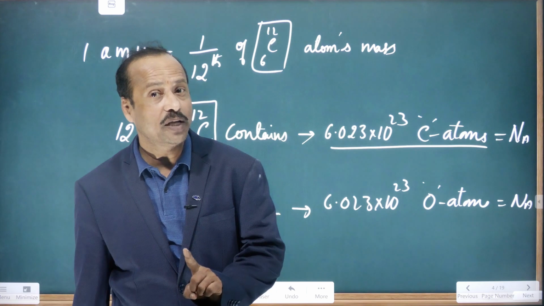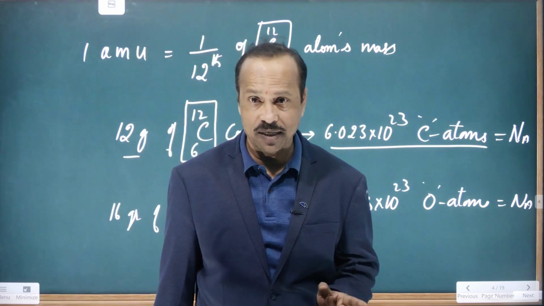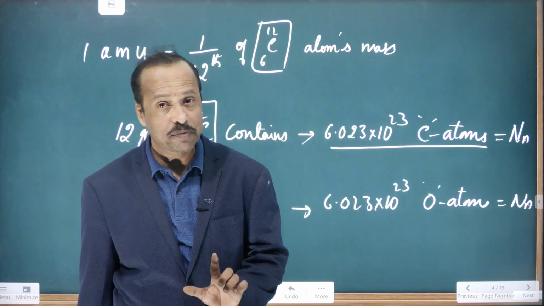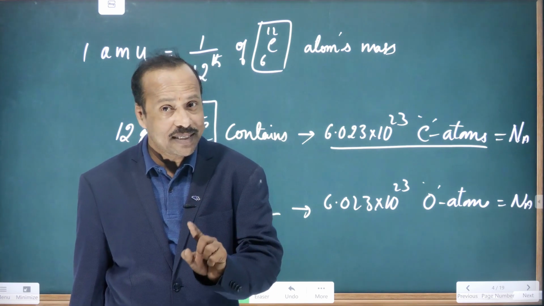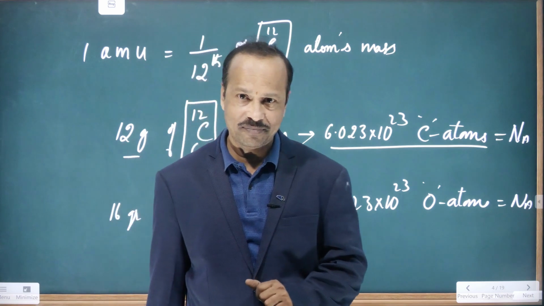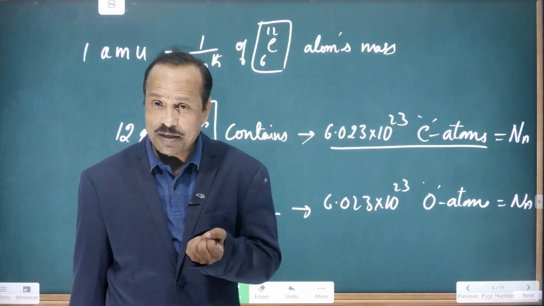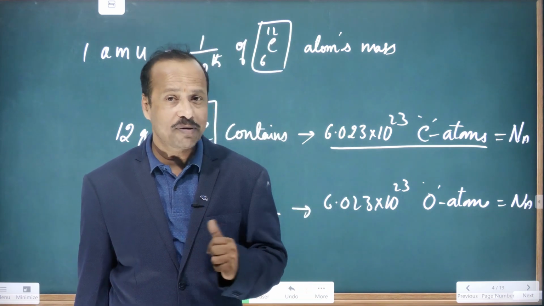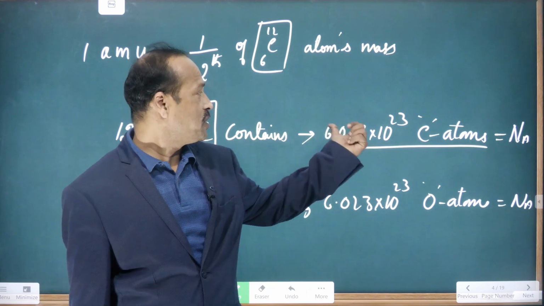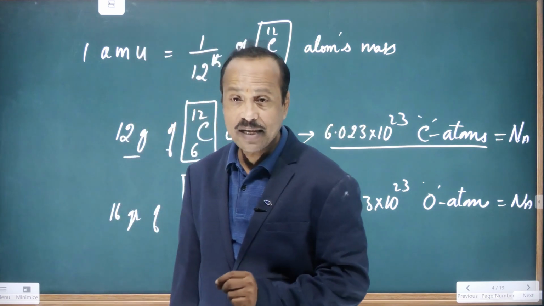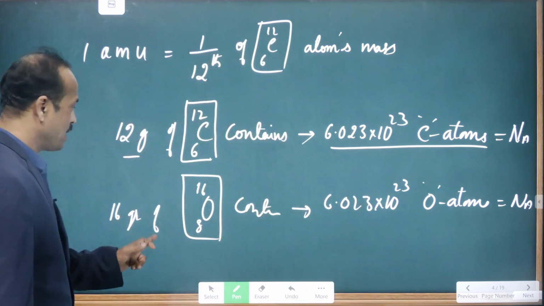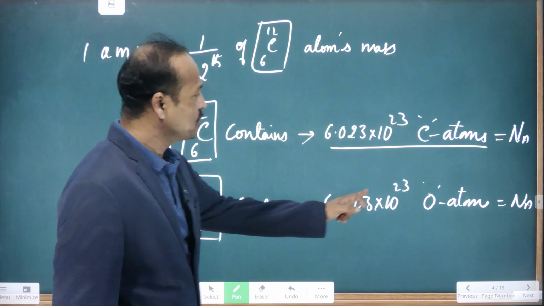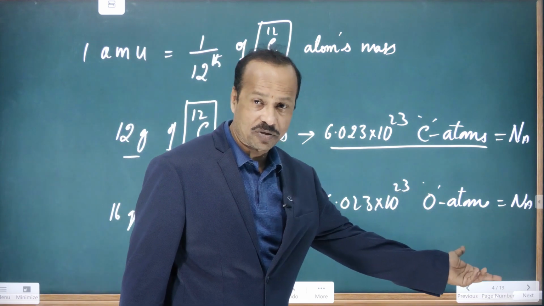Which is also called Avogadro's number. And Avogadro's number represents what? The total number of atoms present in the 12 grams of carbon. So 12 grams of carbon consist of 6.023 into 10 to the power of 23 carbon atoms. Similarly, 16 grams of oxygen contains 6.023 into 10 to the power of 23 oxygen atoms. Right.